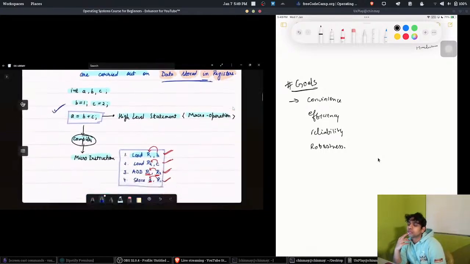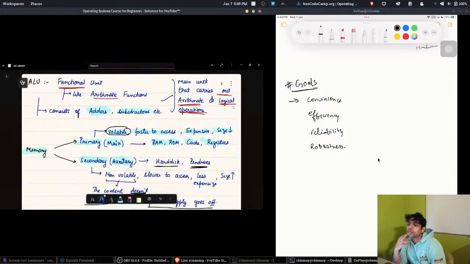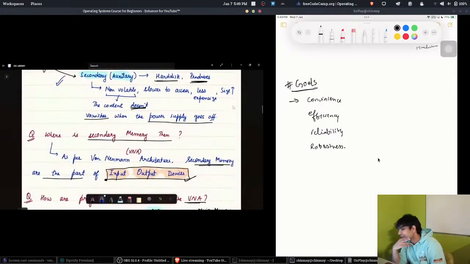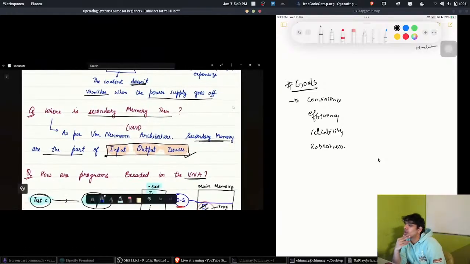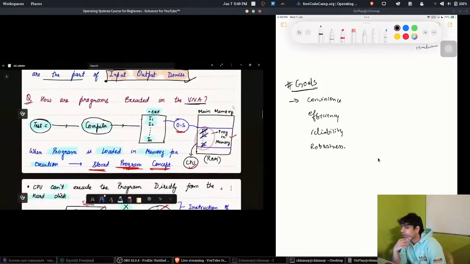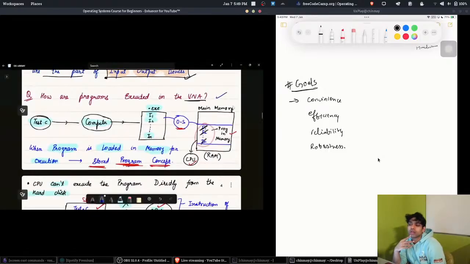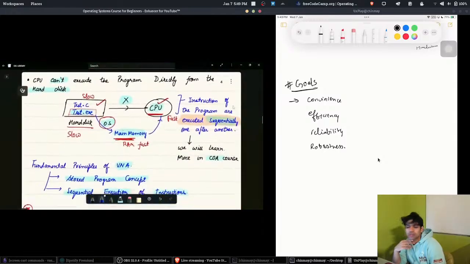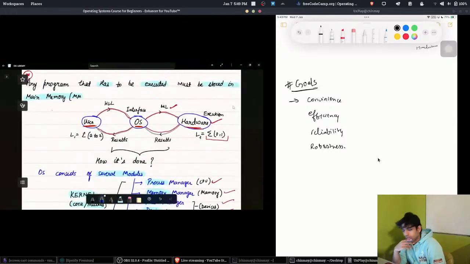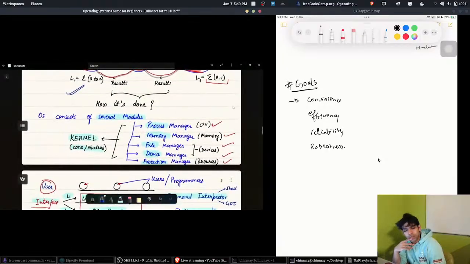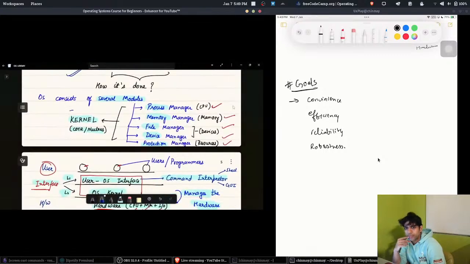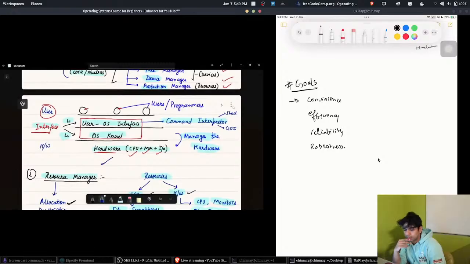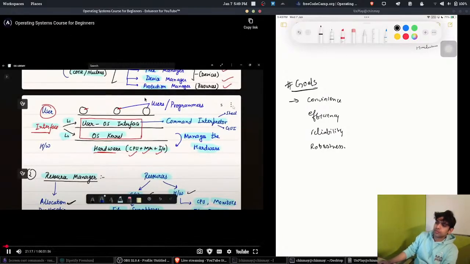We have taken an example, and then we understood what the ALU is and then memory, and the two types of memory. We have also understood where the secondary memory is in von Neumann architecture and how programs are executed in von Neumann architecture. This is an important part. We've learned about the stored program concept and the sequential execution concept. Any program that has to be executed must be stored in the main memory. Then we learned how the operating system acts as a government, and how it communicates between the user and hardware.